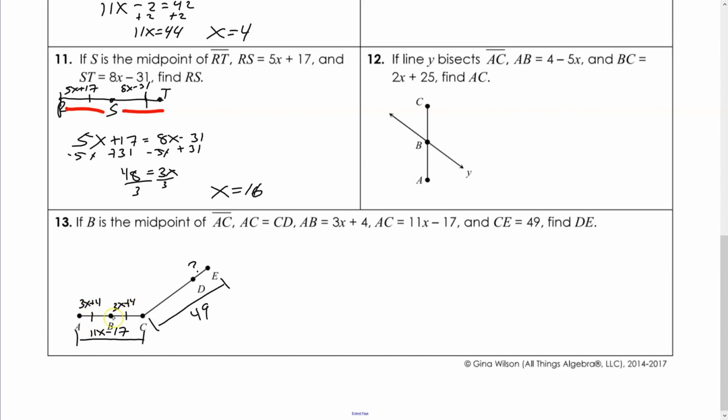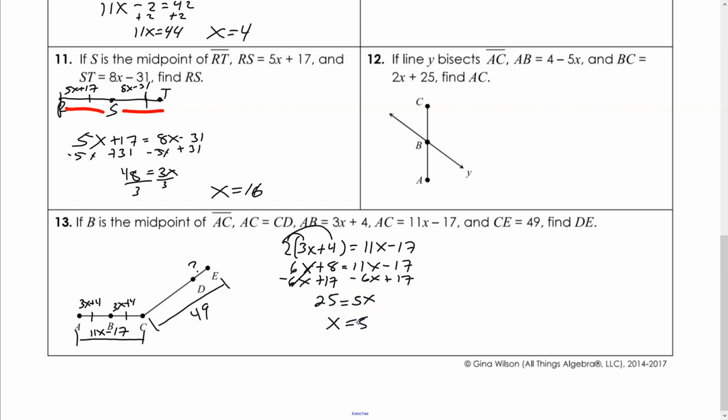And together, two 3x plus 4s has to equal 11x minus 17. So 3x plus 4 plus 3x plus 4 is the same as taking 3x plus 4, multiplying it by 2, and saying it equals 11x minus 17. So we can go ahead and distribute, making 6x plus 8 equals 11x minus 17. When I subtract 6x from both sides, and I add 17, that gives me 25 equals 5x, so we can see that x is 5.